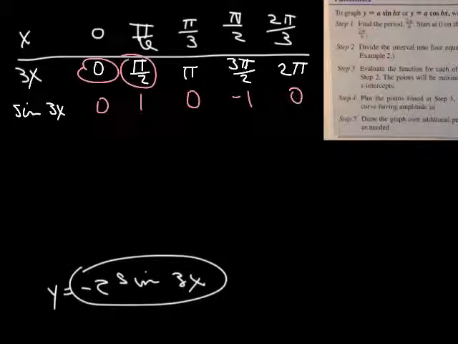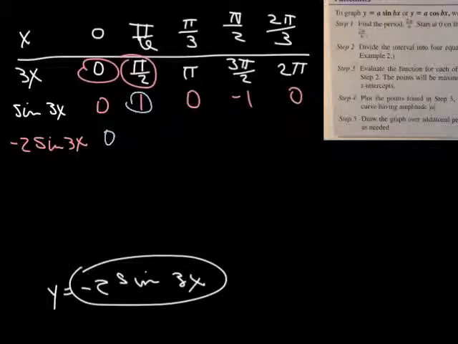So notice what I did here. I took 3x. These are my 3x's. And it says take the sine of 3x. So I did that. I took the sine of each one of these. Now it's saying multiply those answers by -2. So take the sine of 3x, which are all these numbers here, and multiply them by -2. So 0 times -2 is 0. 1 times negative 2 is negative 2, and then 0, and then 2, and then 0.